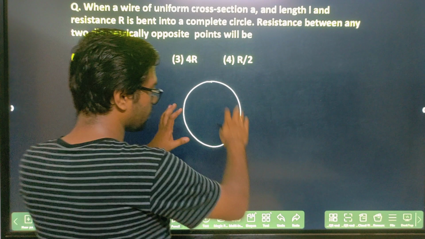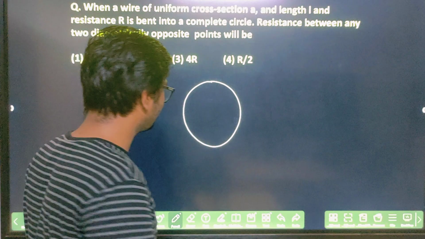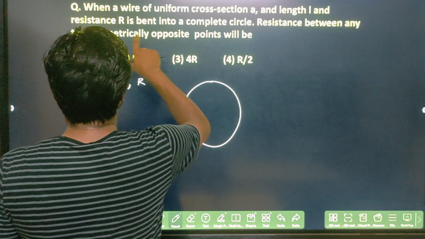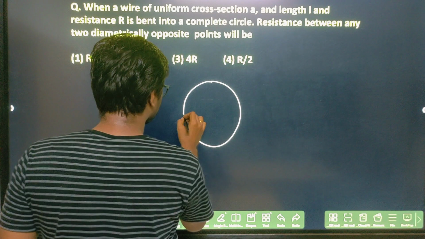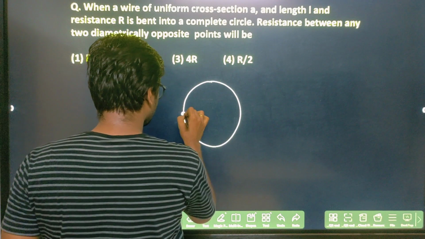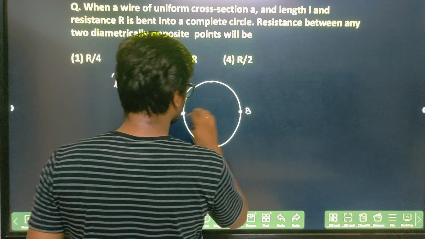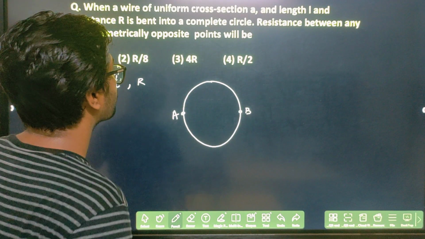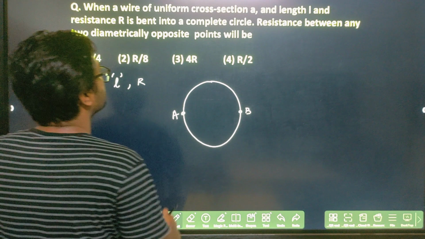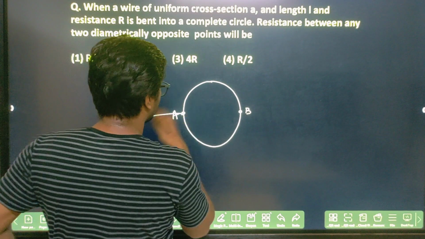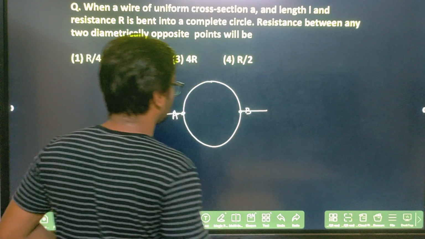Though it is not looking like a circle, you just imagine this is a circle, right? We need the resistance between any two diametrically opposite points. So this is one diametrically opposite point. You can take this as point A and this as point B. These are diametrically opposite points. So you have to find the resistance between A and B.